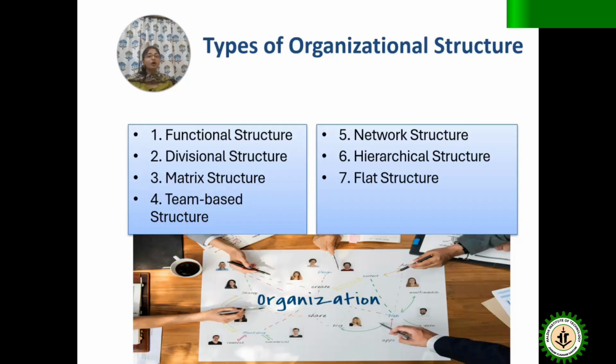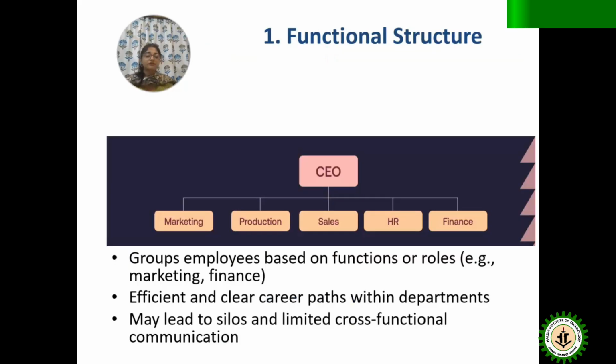Now, the types of organizational structure. Among the few types, there are 7 most important types, namely functional structure, divisional structure, matrix structure, team-based structure, network structure, hierarchical structure, and flat structure. Now I'm going to discuss each structure, what are their significances, pros and cons. The first one is functional structure.